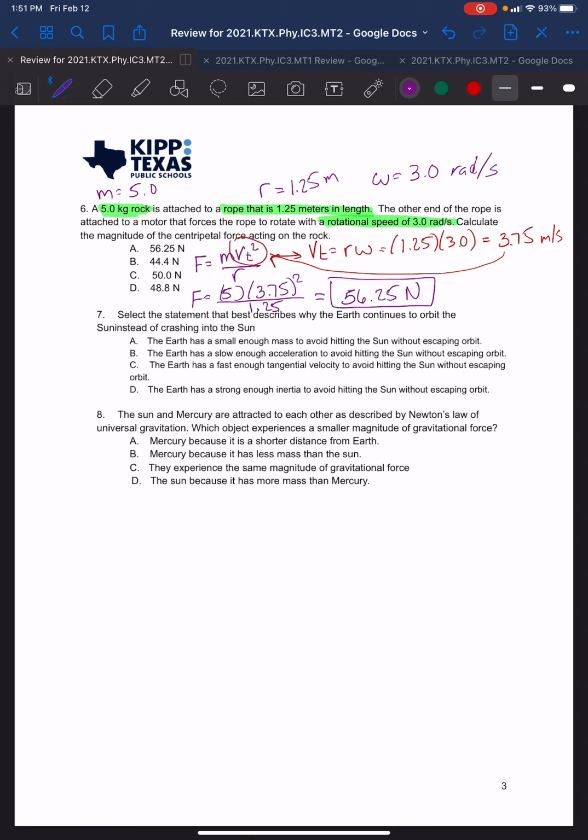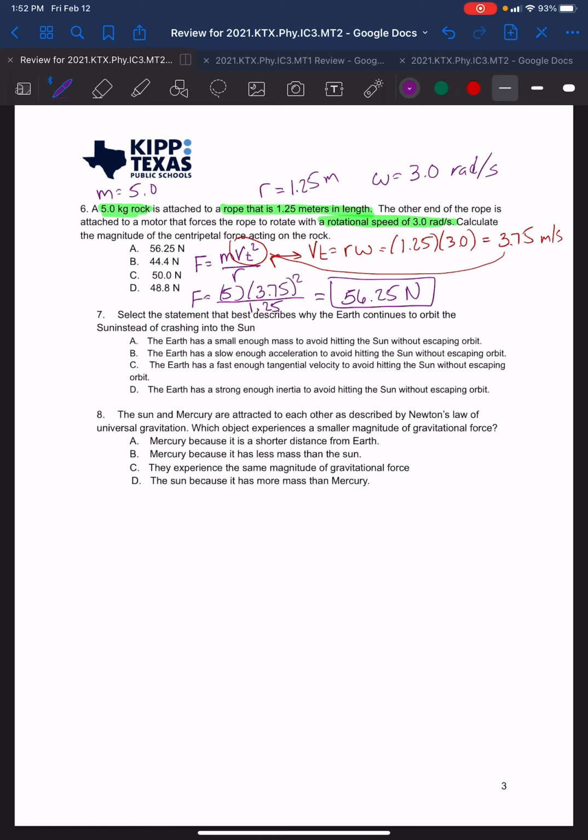Okay. All right, problem number 7 says, select the statement that best describes why the Earth continues to orbit the sun instead of crashing into the sun. Well, when the universe was created, the Big Bang, the material that made up the Earth flew away from that center of the explosion at a very rapid rate. And it had a very high velocity. And as we know in space, without being acted upon by an outside force, the material will continue to move at that particular speed. Well, at the same time, the sun material was shot out and it formed as well.